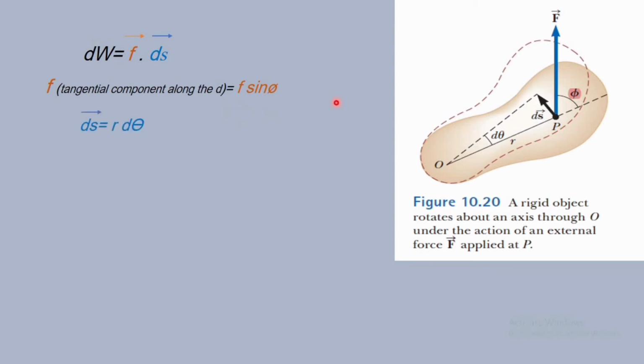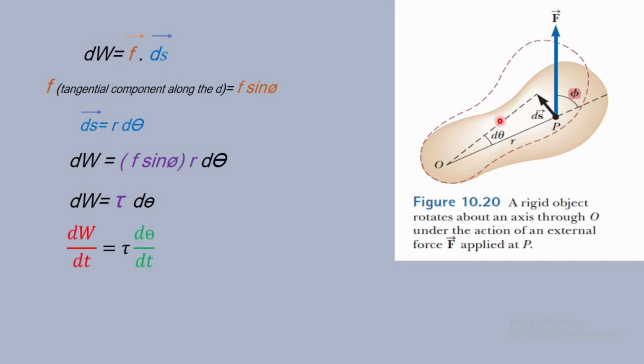And for ds, as I said, the arc length will equal the radius, or the distance between the axis of rotation and the external force, times d theta, the change of the angle that the object made. Okay, so here we have dW equal to F sine phi times r times d theta. And I bet you can recognize that F sine phi times r is the torque, or tau.